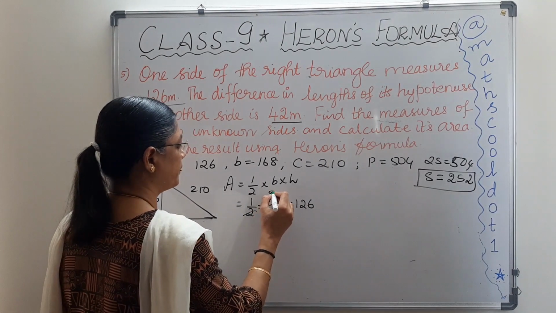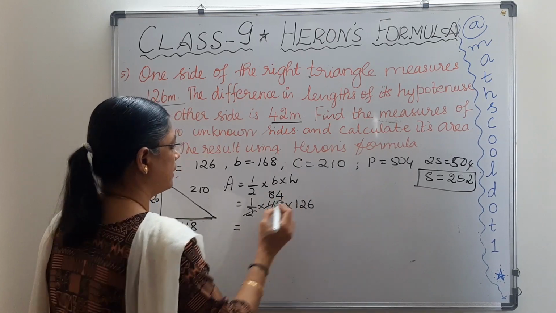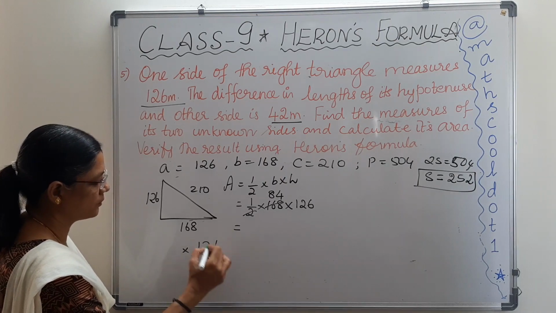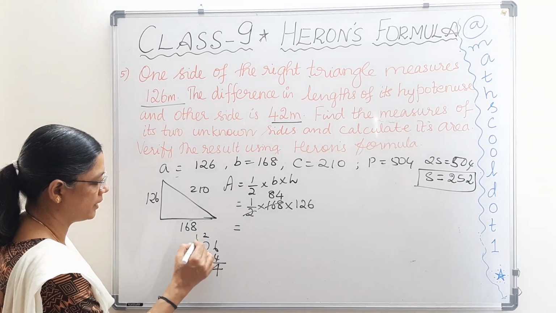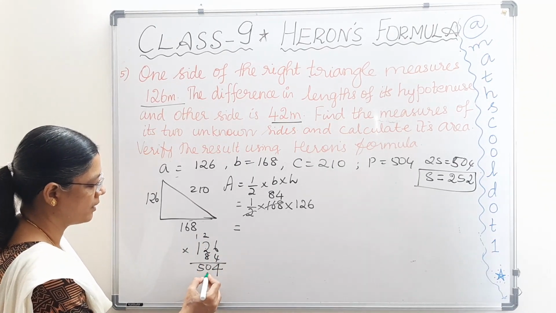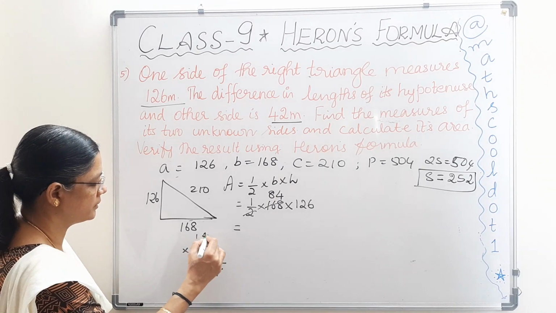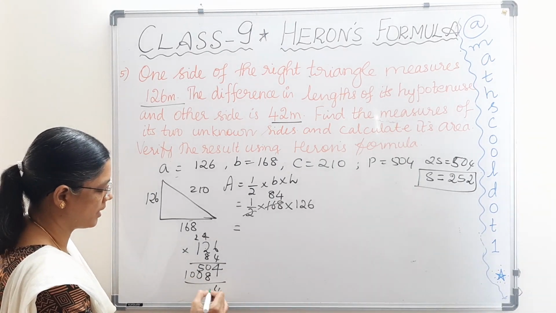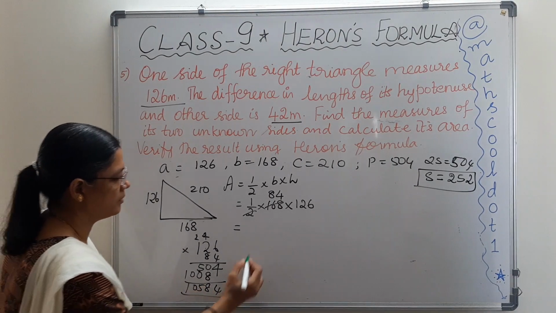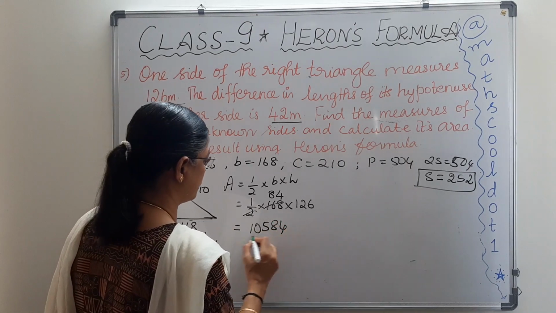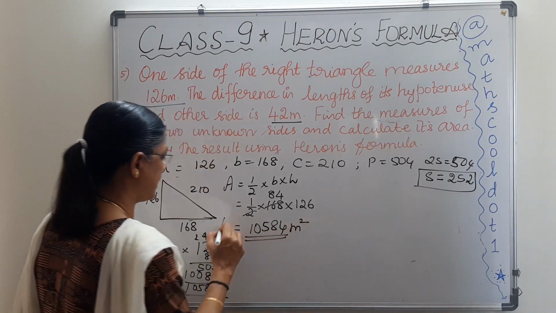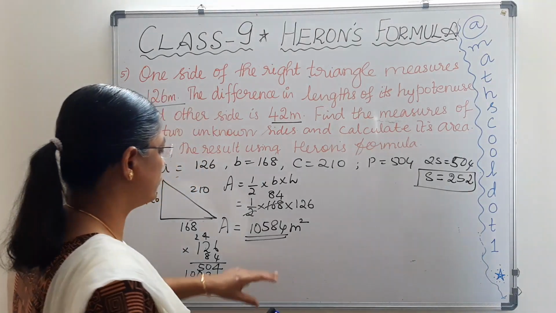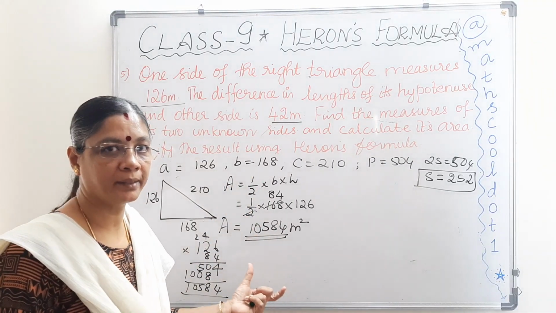So now cancelling 126 into 84. What is 126 into 84? We have 6 4s are 24, carry 2, 8, 10, 504 and 8, 48, carry 4, 8 2s are 16, 20, carry 2. Okay, we have 10,584. So this is the meter square. This is the area of the triangle. Right triangle, 10,584 meter square. So we have found out the area of the triangle by the usual method, half BH.